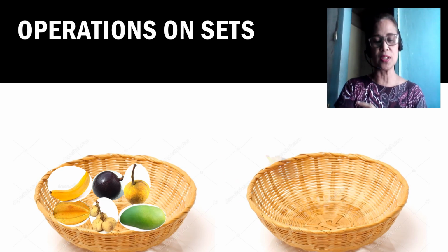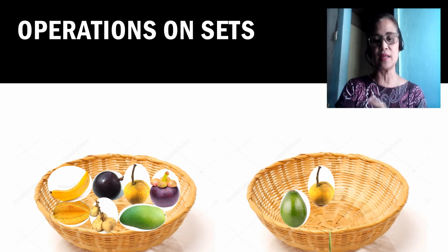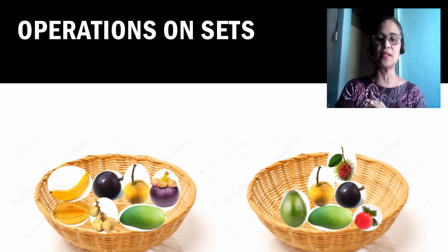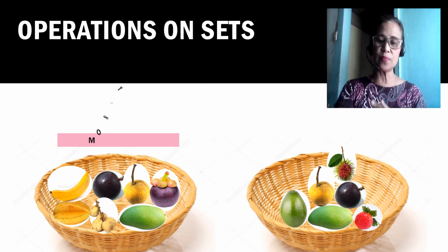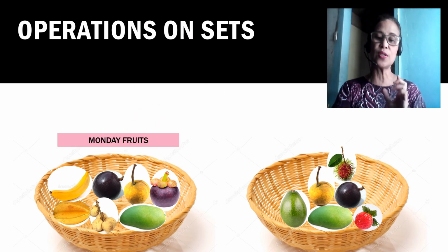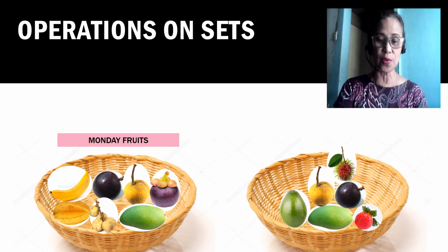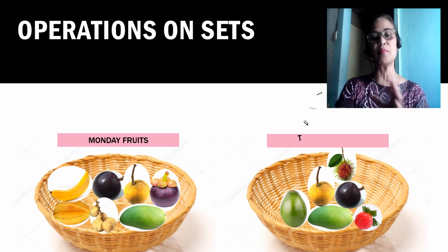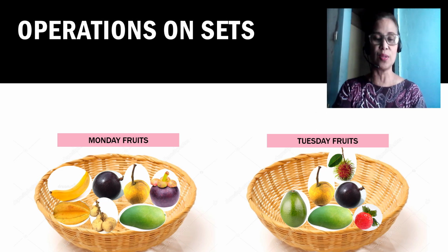So these are the fruits that I'm going to place on the first basket and the fruits that I placed on the second basket. Let's call the first set of fruits your Monday fruits, or the fruits that you're going to eat on a Monday. And of course, the second basket shall be called the Tuesday fruits, or the fruits that you have eaten last Tuesday.